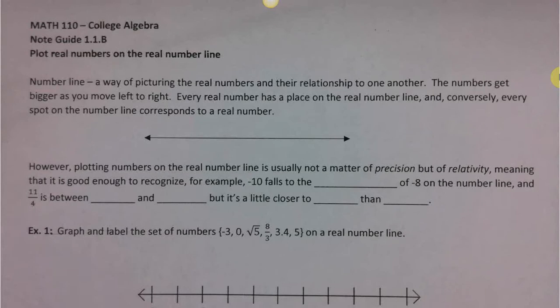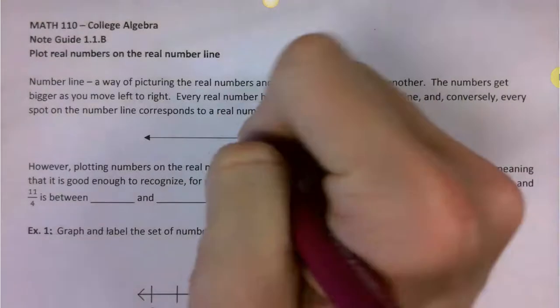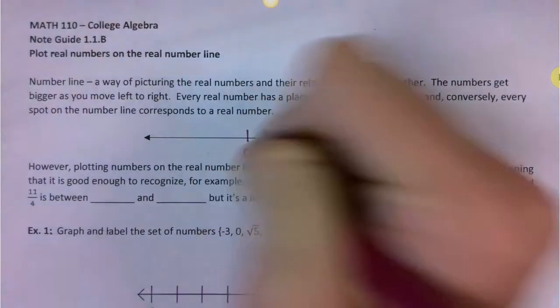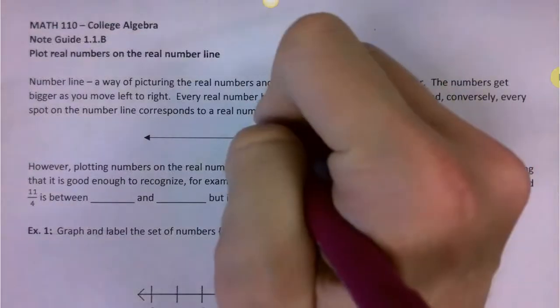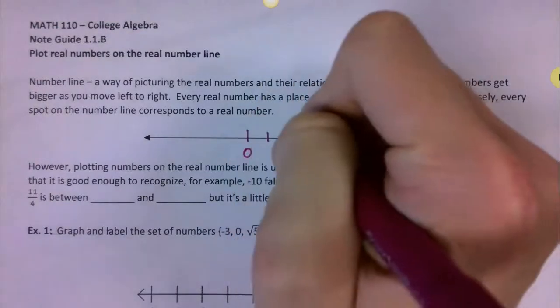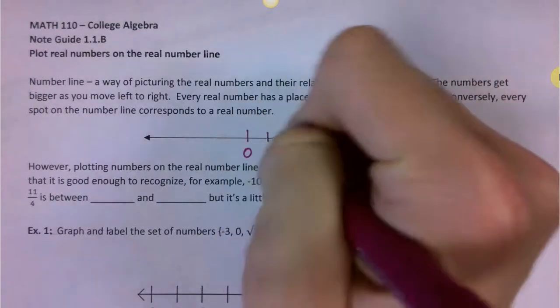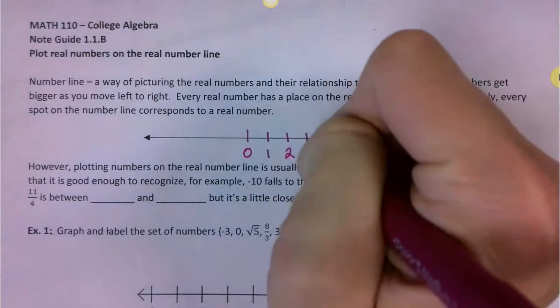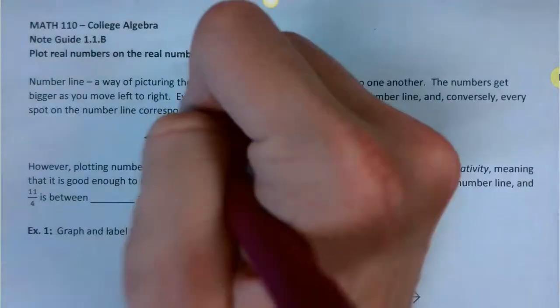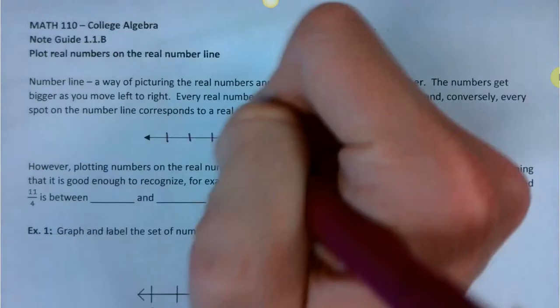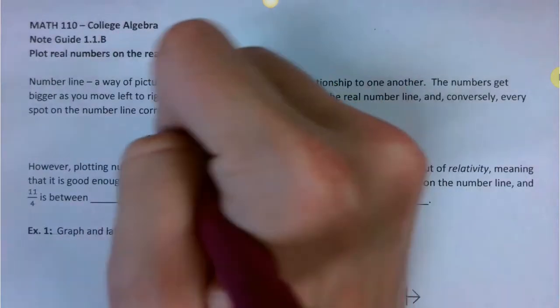So in order to label our number line, we typically start with 0 in the middle, although it wouldn't have to be, just depends on what numbers we're trying to plot. And then we put our positive integers evenly spaced to the right of 0, and our negative integers evenly spaced to the left of 0.